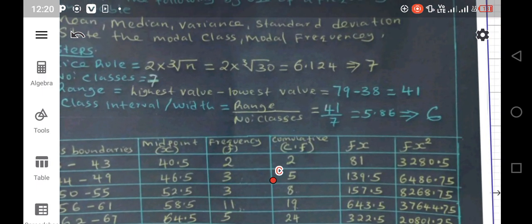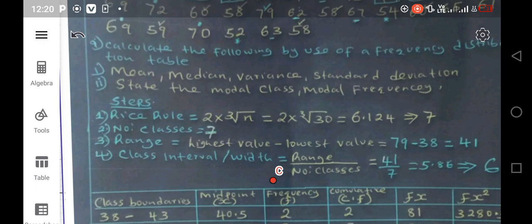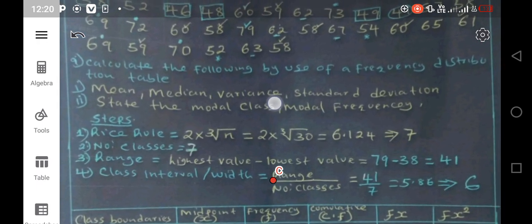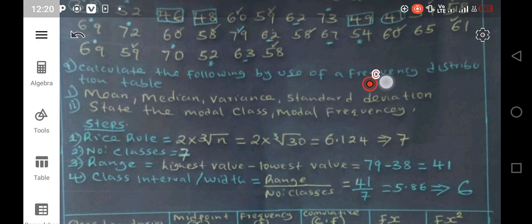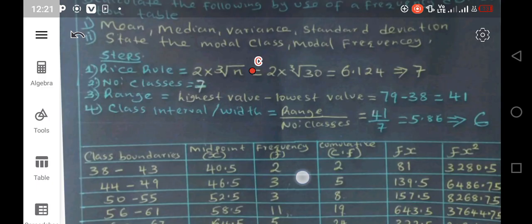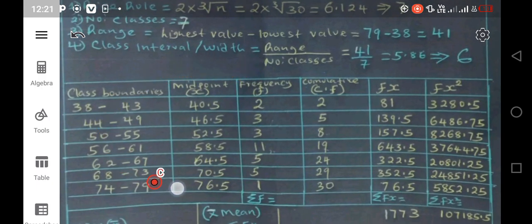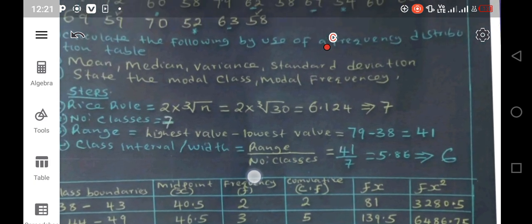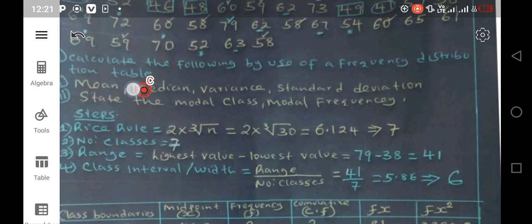The question said: calculate the following by the use of a frequency distribution table. We have the mean. Now, the frequency distribution table, we have made it. This is our frequency distribution table. That one is 3 marks. And then you can come and find the mean and median.